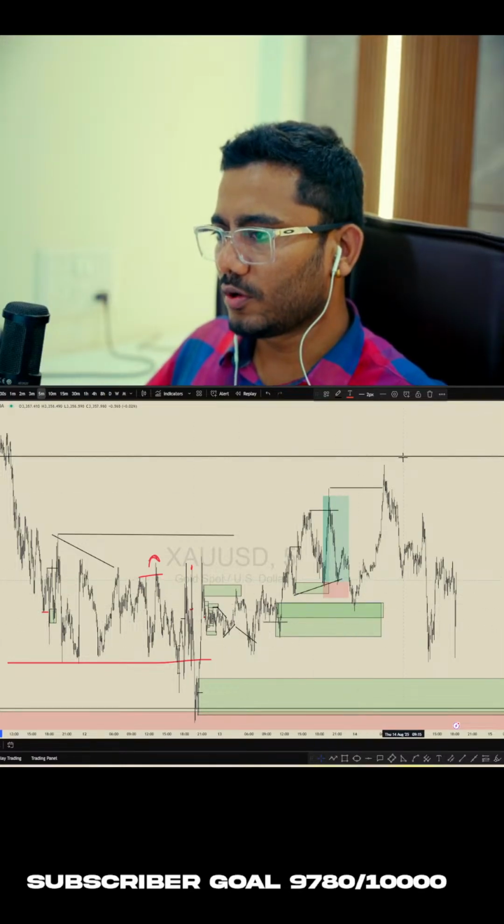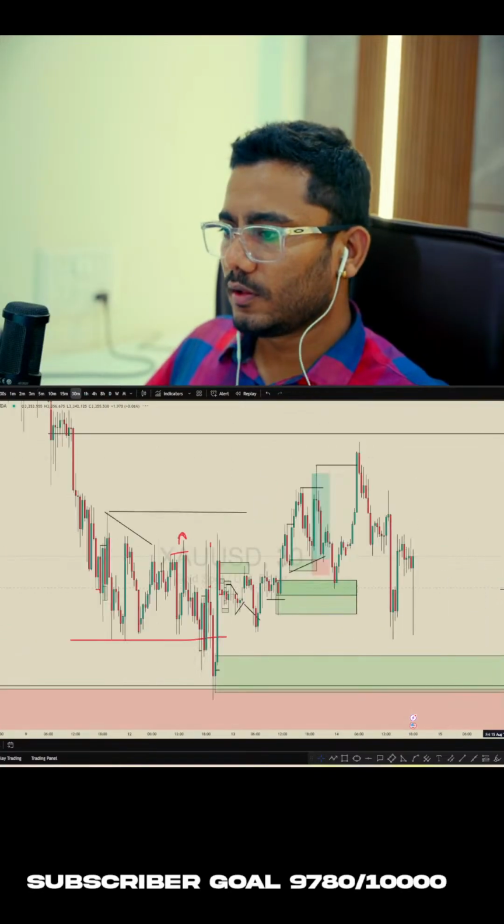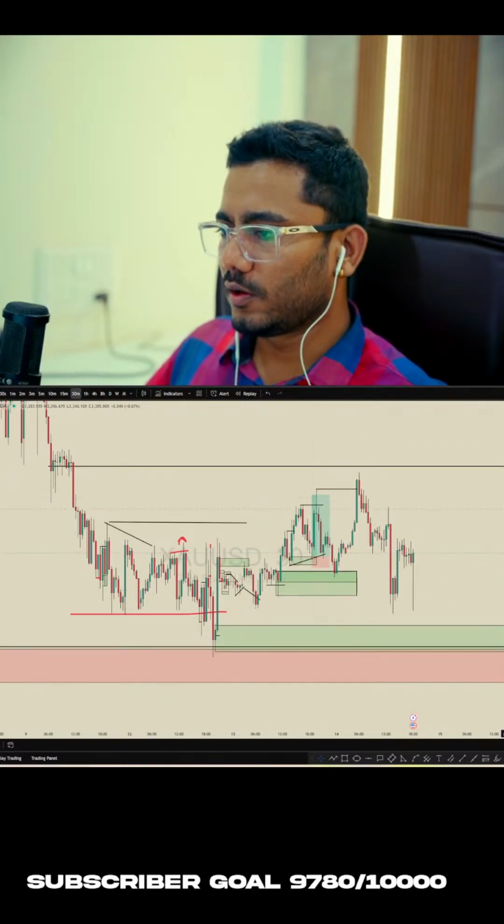Price tapped this breaker block. Again, this was in profit. So let's wait for the new setup formation.